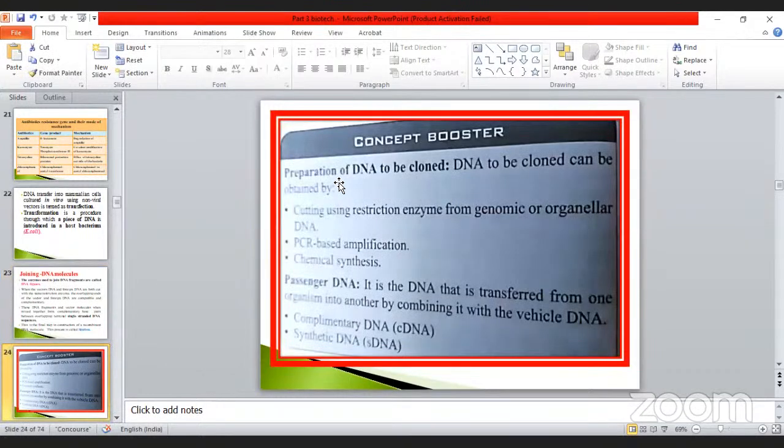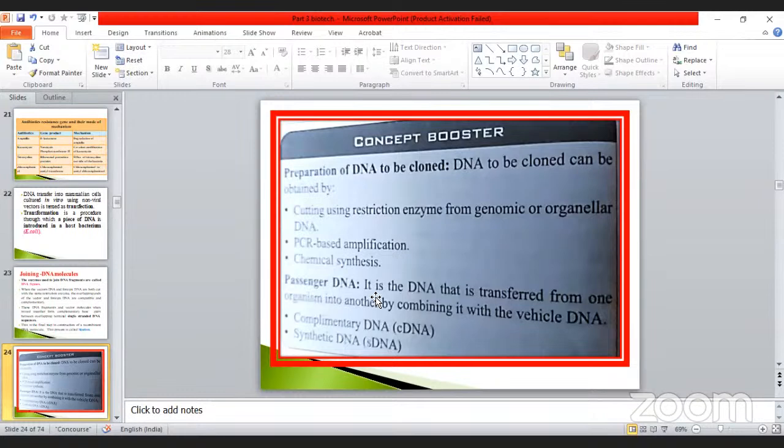The concept booster is also one of the things: the preparation of DNA to be cloned. The DNA to be cloned can be obtained by cutting using restriction enzyme from genomic or organelle DNA. After that, it may be transferred into PCR technology. What is PCR? Polymerase chain reaction. You will get more DNA molecules, exactly what you are going to clone. And then chemical synthesis also. These are the processes.